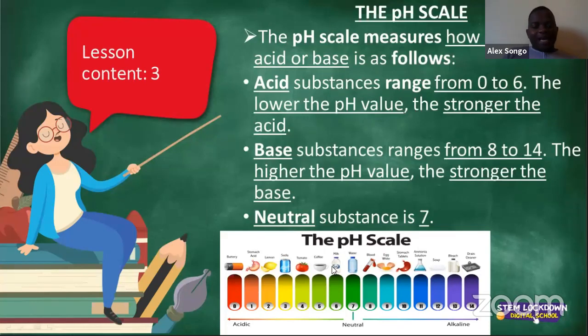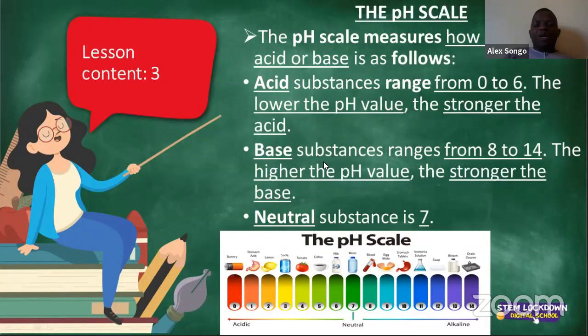Likewise, if a substance is far from 6, meaning that it is at 0, 1, 2, 3, that substance is very, very strong in the amount of acid that it is. As it begins to go to 5, 6, then it starts to lose a certain strength of acidity. So from 0, that is the strongest acid that you can find, to 6, that is the weakest type of acid that you can find. And many acids in our homes that we consume are around 6.